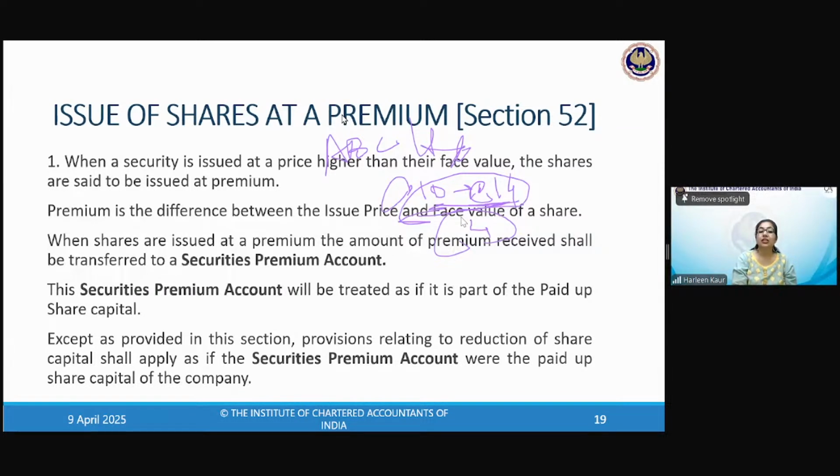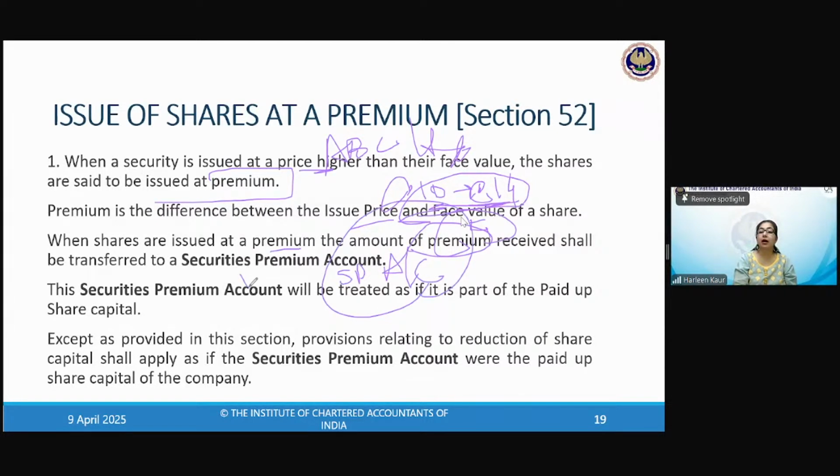Everyone? So it says when a security is issued at a price higher than the face value, then it is said to be issued at a premium. Premium is the difference between issue price and face value of the shares. Whenever the shares are issued at a premium, the amount of premium is transferred to which account? What do you call an account? SP account? What do you call it? What is its name?